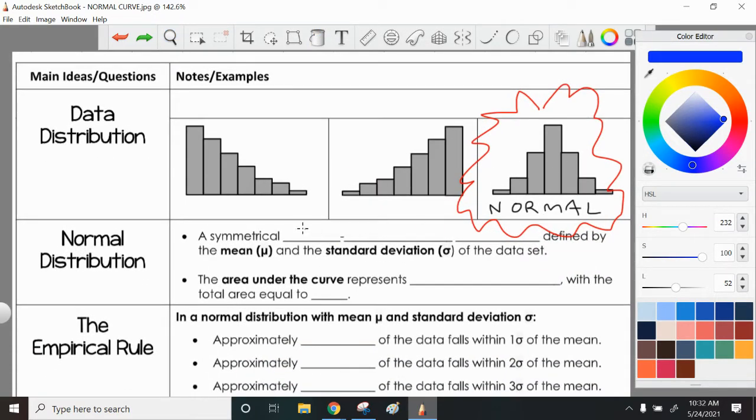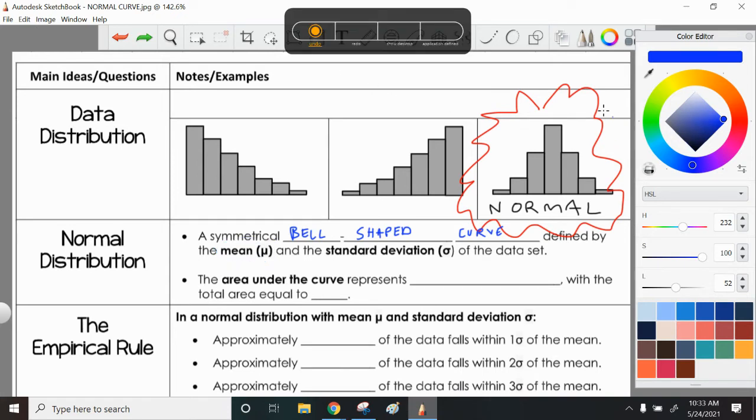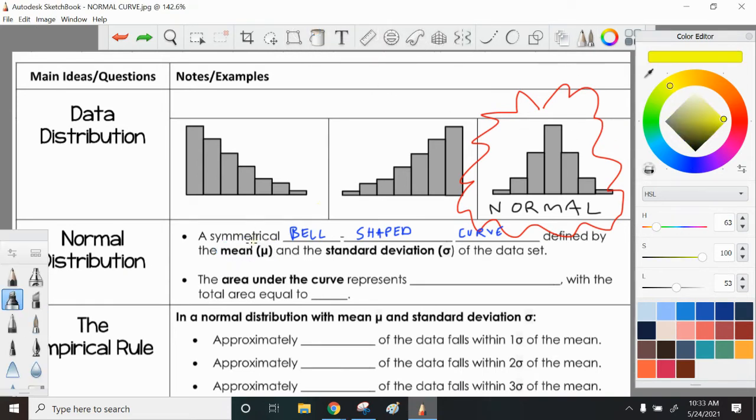So we have this normal distribution, and we say that it is a bell-shaped curve. And now we're going to get hit with a couple different weird symbols, okay? It is, first of all, symmetrical, but it is defined by the mean, and we get a funky symbol here. Maybe I'll try to highlight this. And also the standard deviation, which has another funky symbol attached to it.